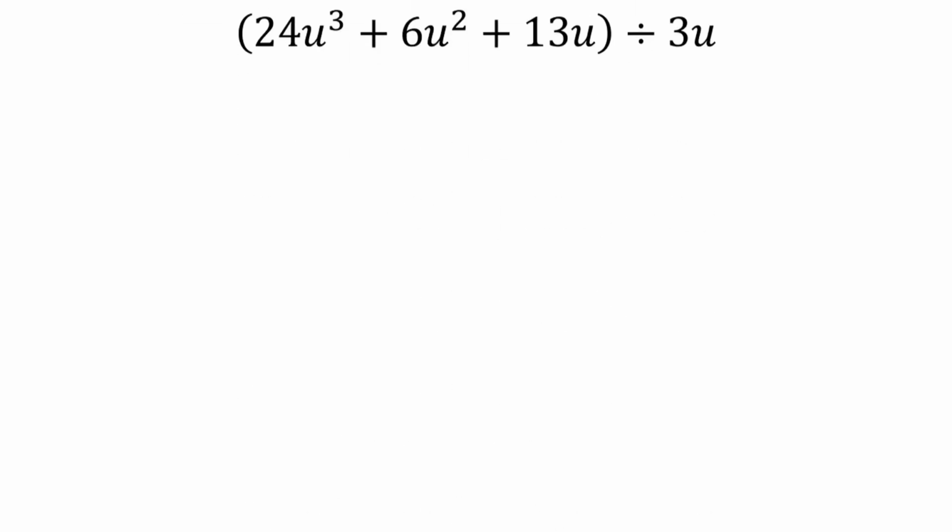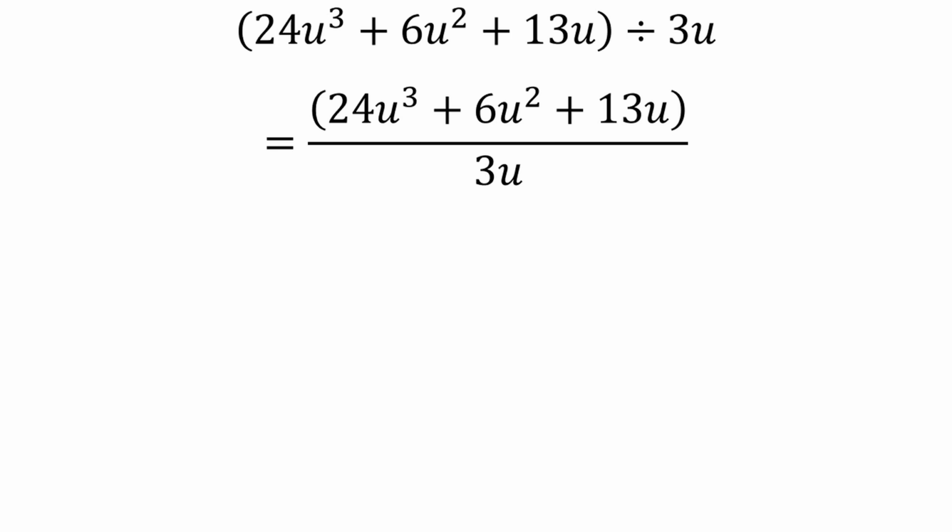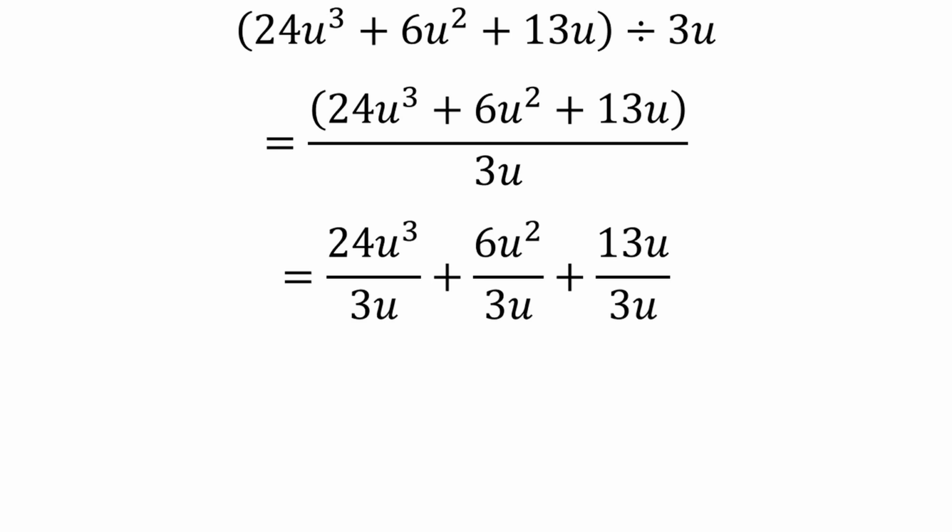We can also divide polynomials by monomials, such as with 24u to the third plus 6u squared plus 13u, all divided by 3u. More frequently, you will see this written out like this, on a numerator and denominator. We need to divide each term by 3u, and then put them back together to get our final answer. So this problem can be simplified to 24u to the third over 3u plus 6u squared over 3u plus 13u over 3u.